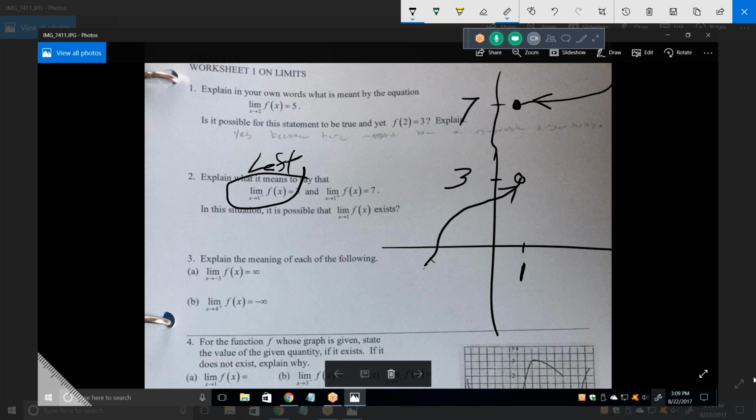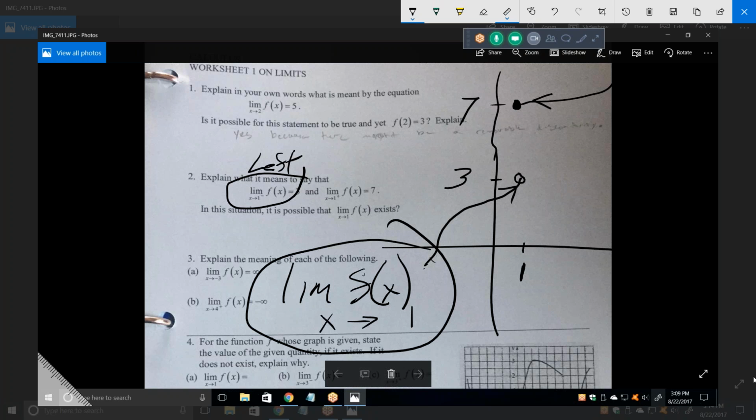Okay, that's the next question. So now, what is the limit of f of x as we approach 1? In other words, without the sign, what is it?